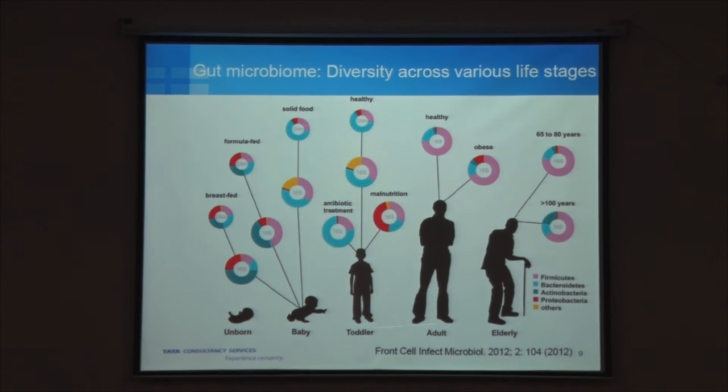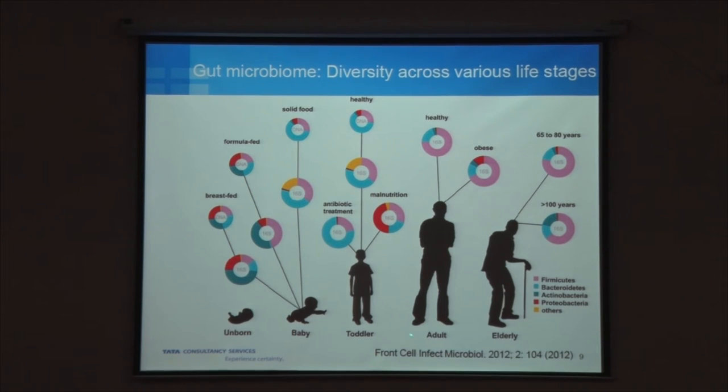You see, over the lifespan, it has been shown that the types of bacterial groups in the gut microbiome also change. For example, formula-fed versus breastfed babies are very different if you look into the microbial component; the toddler, depending on healthy or malnutrition, I'll talk about this one in a little while. In the adult versus the elderly, certain groups of bacteria become more abundant and certain groups disappear over the time frame.